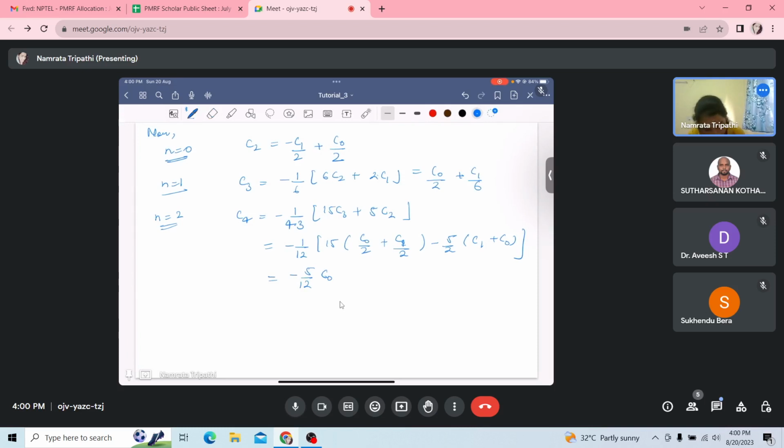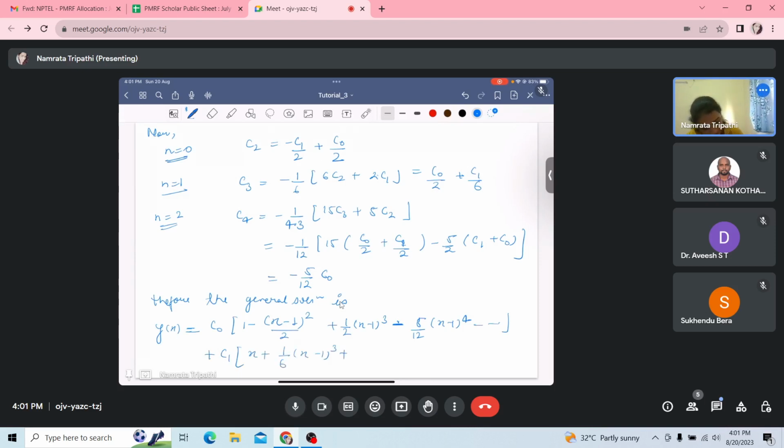Okay. Therefore, the general solution we can write, y of x equals C0. At the place of t, we give back substitution. So we will get x minus 1 whole square plus 1 by 2 x minus 1 whole cube minus 5 by 12 x minus 1 to the power 4 and so on. Similarly, so this is the answer. Is there any doubt? No, ma'am. Okay, let's move to the next question.